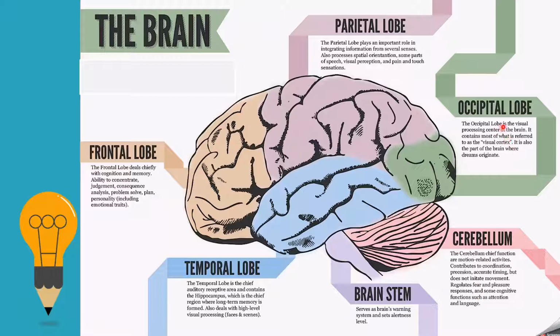The occipital lobe is the visual processing center of the brain, so it contains most of what is referred to as the visual cortex, this portion here, and it's also a part of the brain where dreams originate. So at the back of your head, that's where the dreams originate. The parietal lobe plays an important role in integrating information from several senses, and also processes some parts of speech, visual perception, and pain and touch sensations.